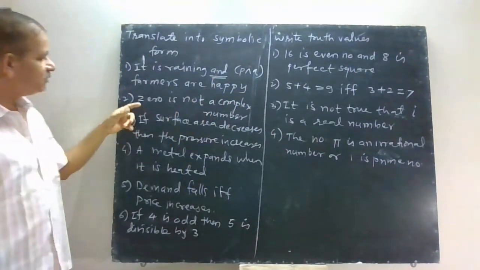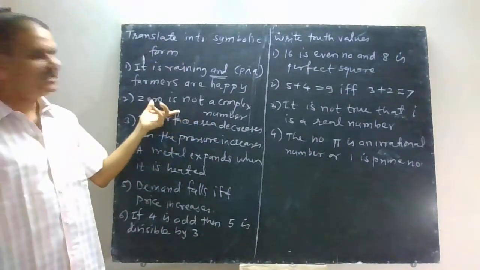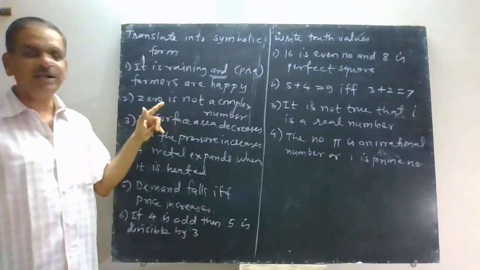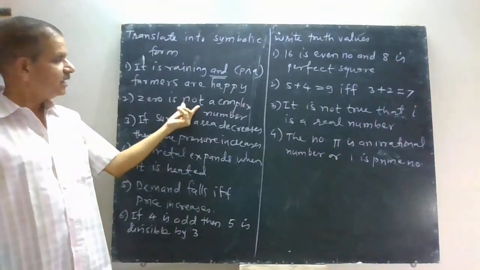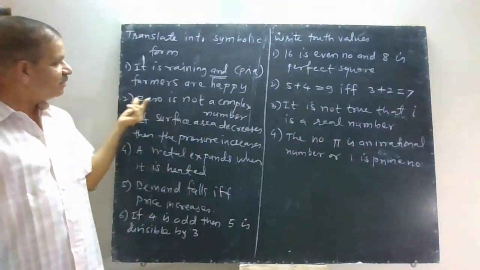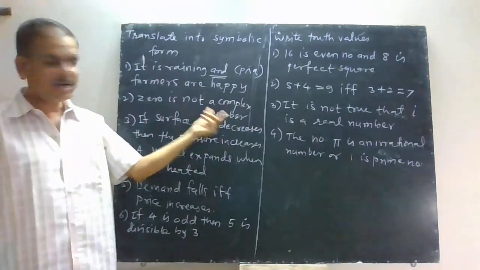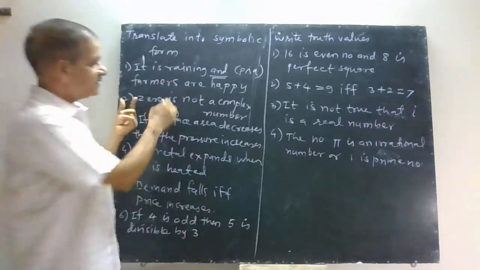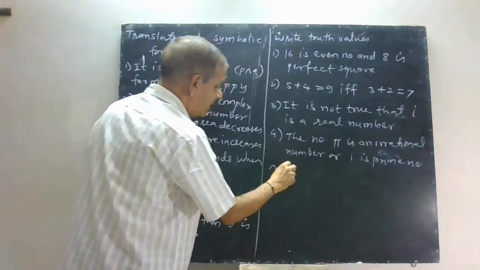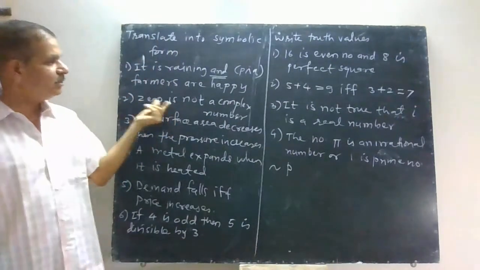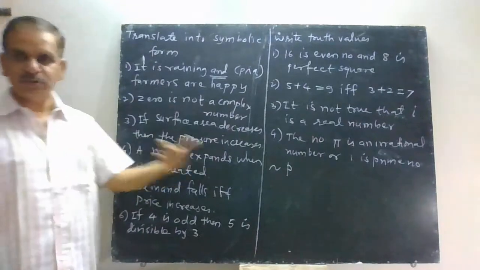Now 0 is not a complex number. Now you will observe that this is only one simple statement, where you observe the word not. So what will be your P? P will be 0 is a complex number, and then your symbolic form will be negation of P. What is P? 0 is a complex number. It will have only one statement.